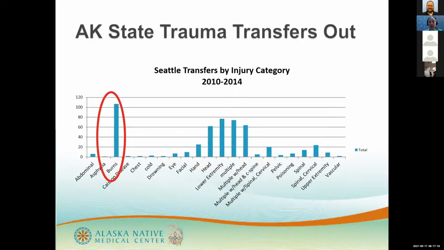When you broke down blunt mechanism, because that's kind of a big, broad category, by body injury location, so head injury or maxillofacial, and you piece it out by injury type, burns remains the number one reason why patients were getting transferred out of state.